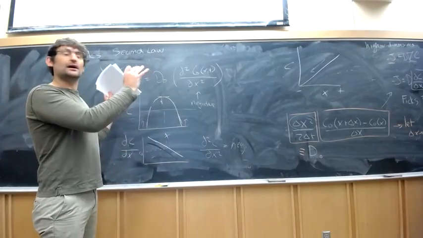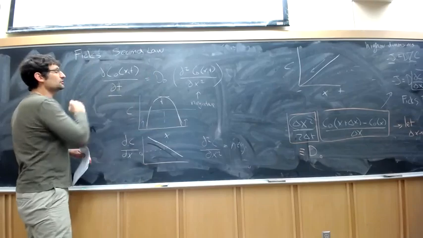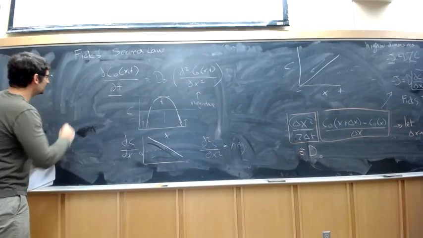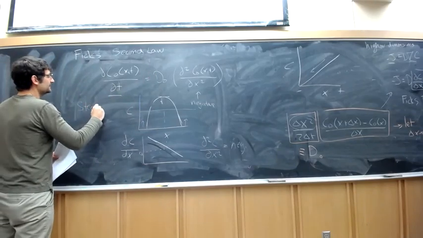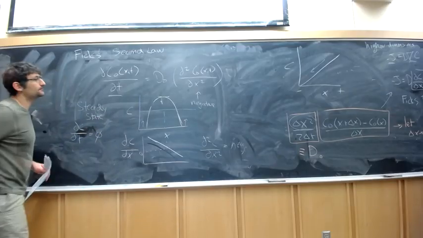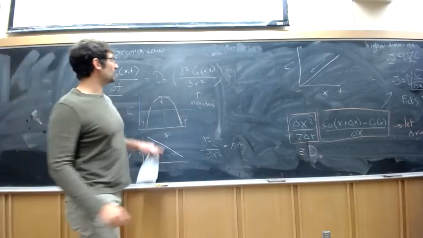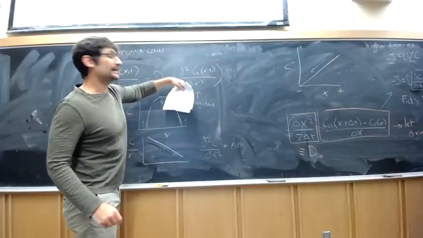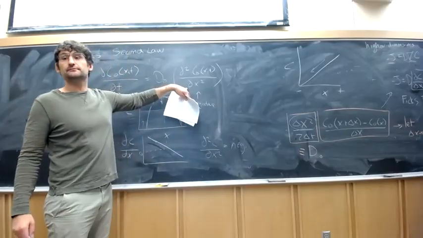So that's what Fick's second law tells you. Fick's second law tells you how things change with time. And we define something called steady state. What does steady state mean? dC/dt equals 0. Okay, so what does that tell you about the curvature? The second derivative has to be equal to? 0.